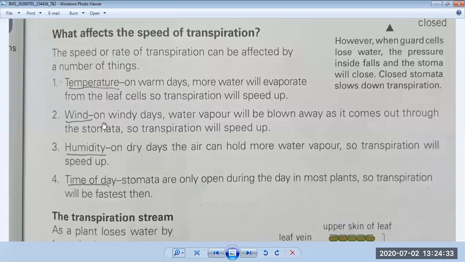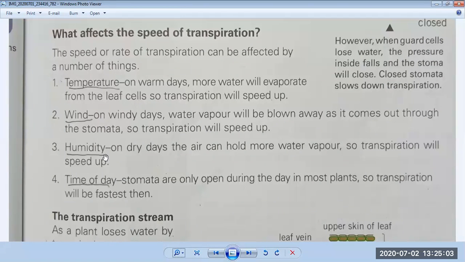Second is wind. For example, on windy days, if there is a strong air blowing all around, what will happen? Water vapor will be blown away as it comes out through the stomata. We all know that if there is a strong wind, the water cannot stay for a long time on the leaf, it will be blown away. So what will happen? Transpiration will speed up. Its reaction will be very fast.